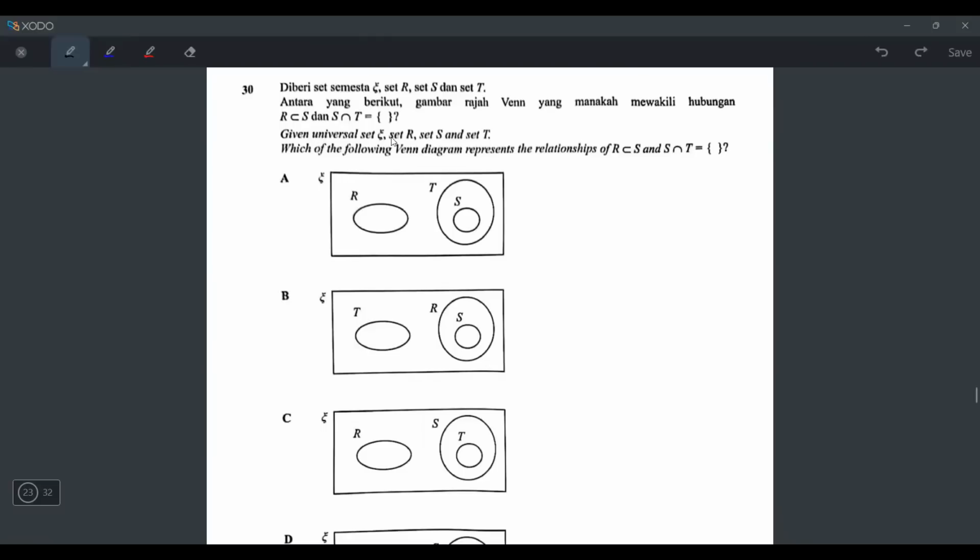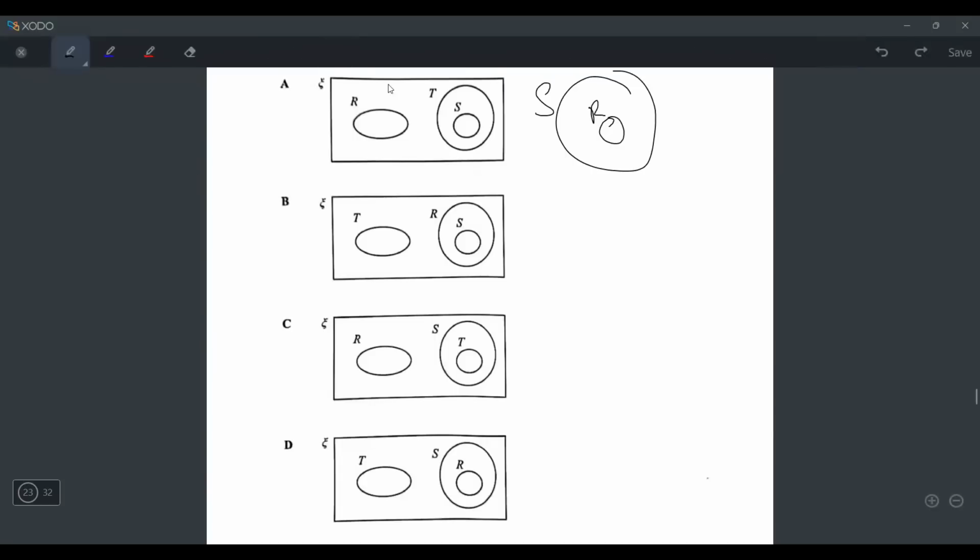Number 30. Given the universal set R, S, and T, which of the following Venn diagram represents the relationship R? Okay, this is the symbol of subset. Subset. What is subset? Subset means enclosed or sitting inside it. So R sits inside S, that is what it means. R has to sit inside S. And if you look at A, B, C, D, which one has R sitting inside S?